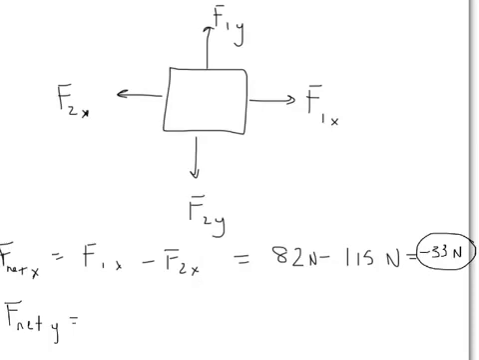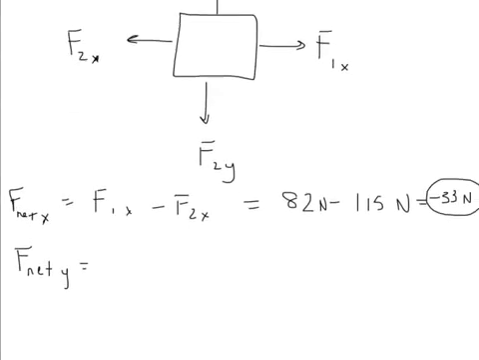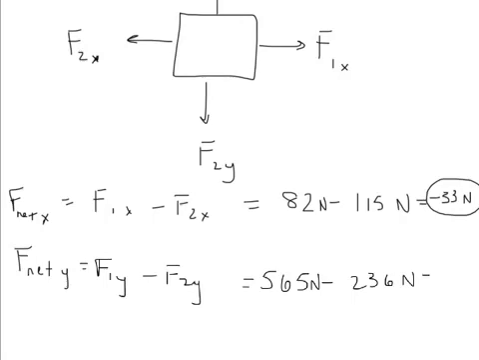Alright. Let's go to the y direction now. In the y direction, what do I have? 565 and negative 236. So it was really F1y minus F2y. Again, the subscripts I made up.